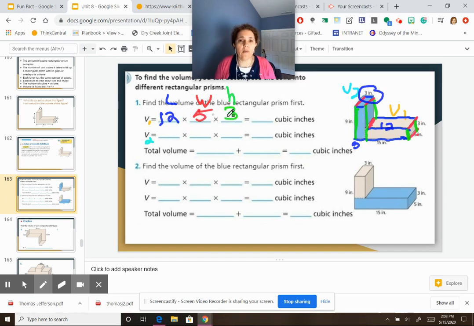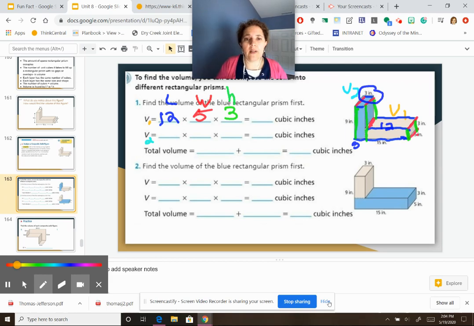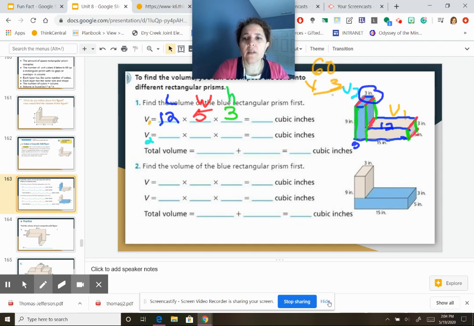Or 5 times 3 times 12, or 12 times 3 times 5. It doesn't matter which way. So I'm going to do 12 times 5, which is what? 60. You're right. And then I'm going to multiply by 3. 60 times 3 is what? If you said 180, you are correct. If you're not sure, 12 times 5 is 60. 60 times 3: 0 times 3 is 0, 6 times 3 is 18, 180. So 180 cubic inches for my volume 1.